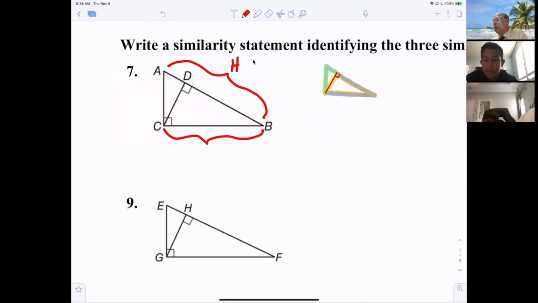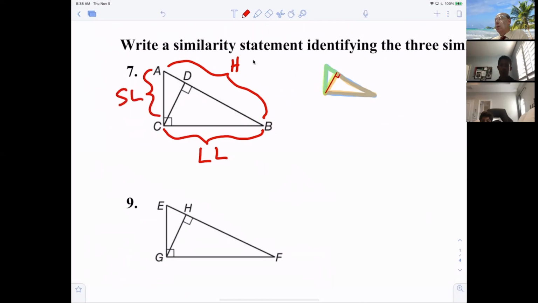So CB is considered LL. What does that mean? Large leg or long leg. That's correct. And AC is considered the short leg. Everybody with me on that? Now I'm going to look at the middle triangle. This is why it's hard. This right here is called the hypotenuse. DB is called the long leg. And DC is called the short leg. Does everybody see that?